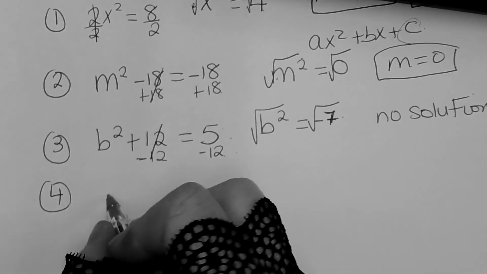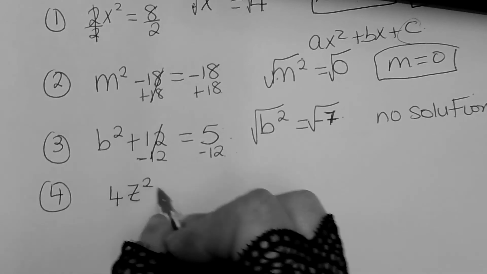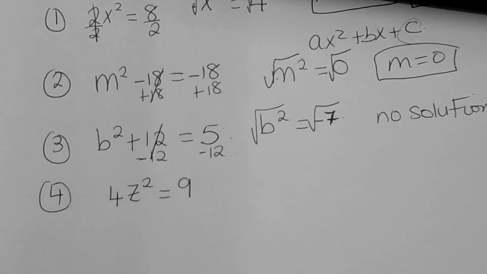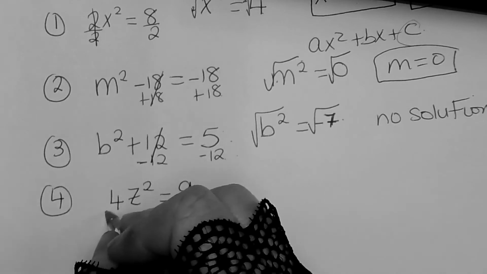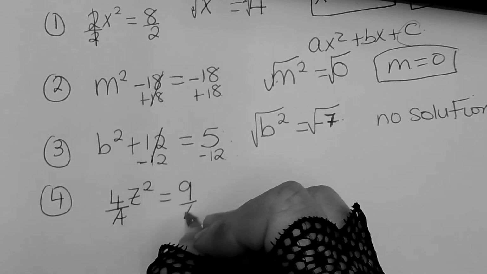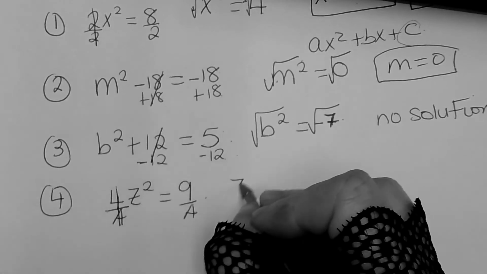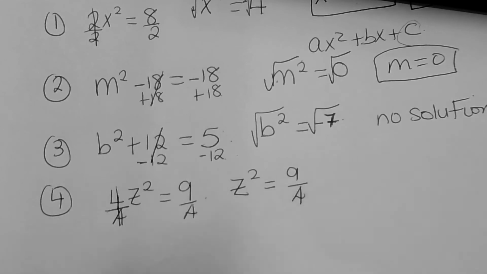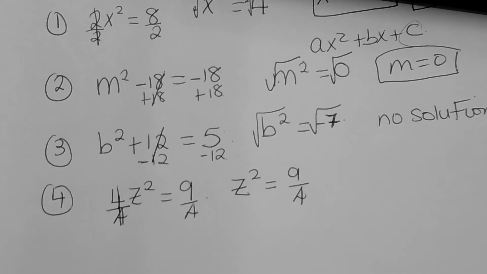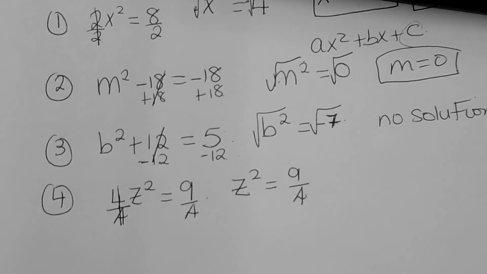We have 4z squared equals 9. Okay, so we are going to end up with a fraction, it looks like, because when I divide by 4, I end up with z squared equals 9 divided by 4. So you always look and see if you can simplify. 9 and 4 cannot be simplified.